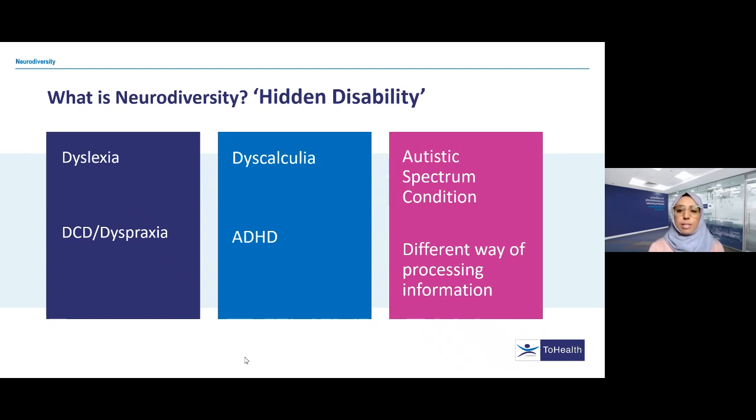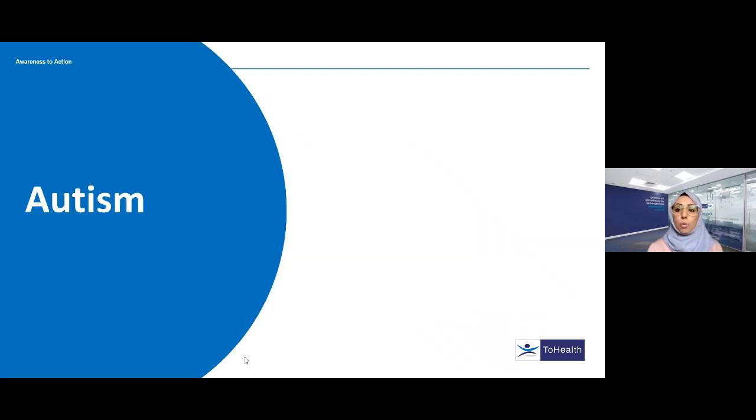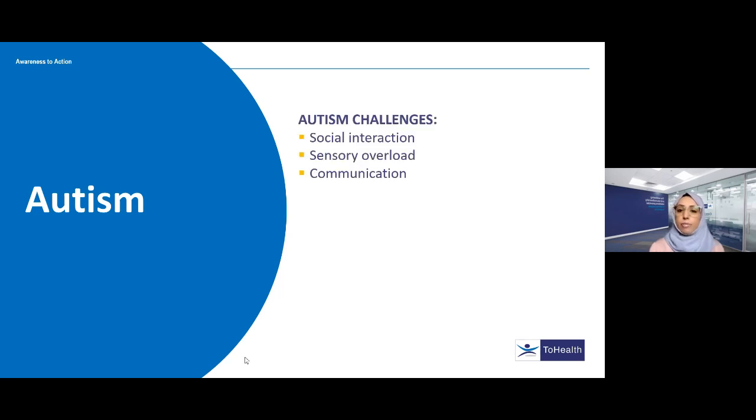So let's take a look at these conditions then. So we've got autism. And this is a condition that is characterized by difficulties in social interaction and communication, as well as restricted and repetitive patterns of behaviours, interests, or activities. So it is what we call a spectrum condition. That means that it can manifest in a wide range of challenges and severity levels.